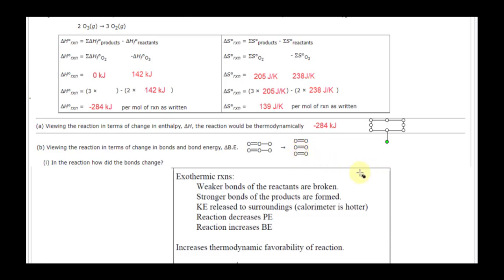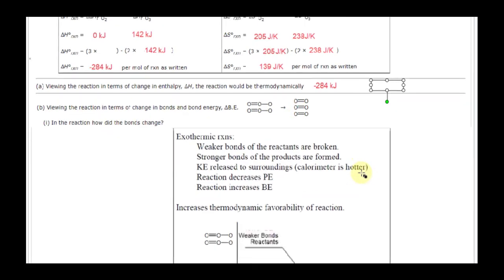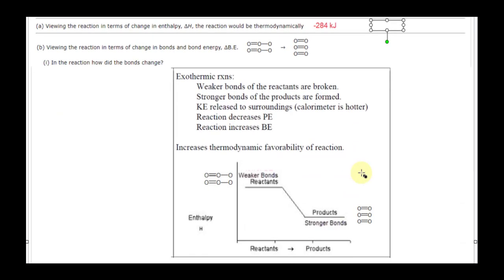Now, in terms of energy, this is very often something you really have to fight to understand. Here's some things you should know about exothermic reactions. We start with reactants, and the bonds of our reactants are weaker than the bonds of our products. This is true for all thermodynamic reactions. You form stronger bonds. We start with weak bonds. The oxygens aren't tied together as well as they could be, and then they form a stronger bond.